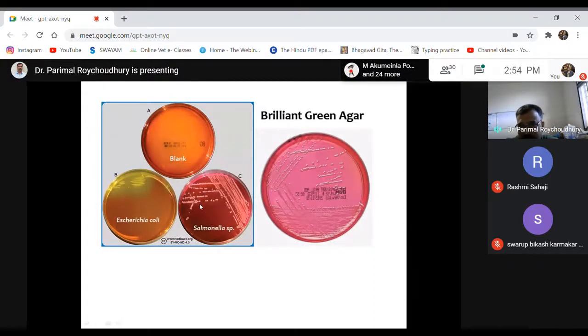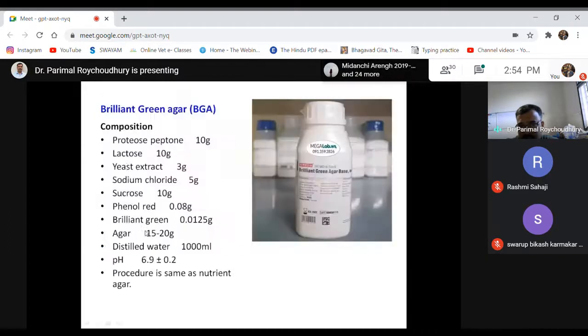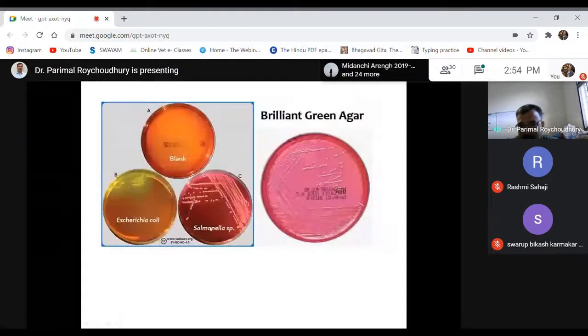This organism cannot ferment any one of these sugars, lactose and sucrose. They cannot ferment, so they cannot produce any acid. Rather, with utilization of protein, there will be production of an alkaline reaction. So when it becomes alkaline, the pH of the media becomes alkaline. You can see the color transform into a bright pink color.